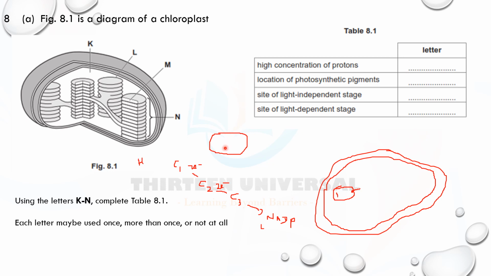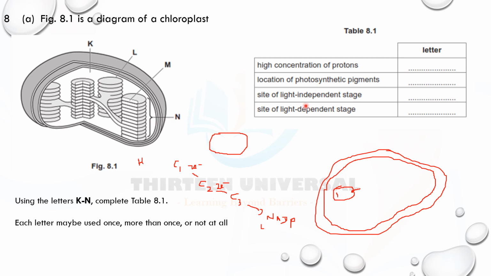Remember that the lumen is where there's accumulation. The membrane is where we have photosynthetic pigment embedded. So either L, which is the membrane, or N, which is a stack of the membrane. Do you get? All right.